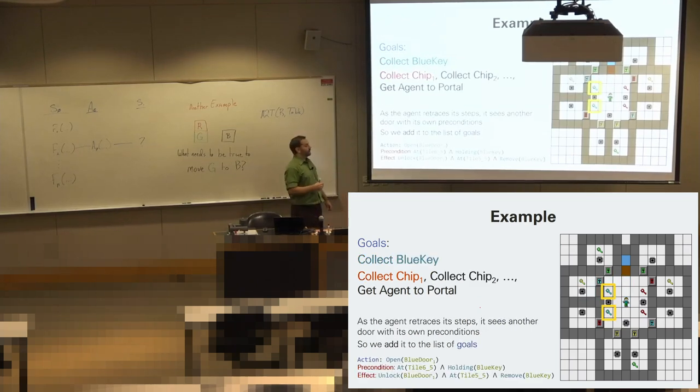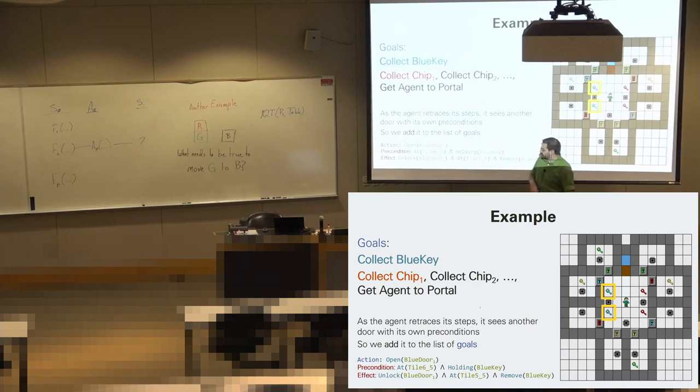I need to open blue door one, since you notice that there may be multiple of these types of things. To open that door specifically, I need to once again be at a specific location, and I need to be holding onto or have in my inventory a blue key. Well, what's the effect afterwards? I need to no longer be holding the blue key, or remove the blue key, however you want to frame that. I need to unlock that door, whatever that turns into or effect changes to.